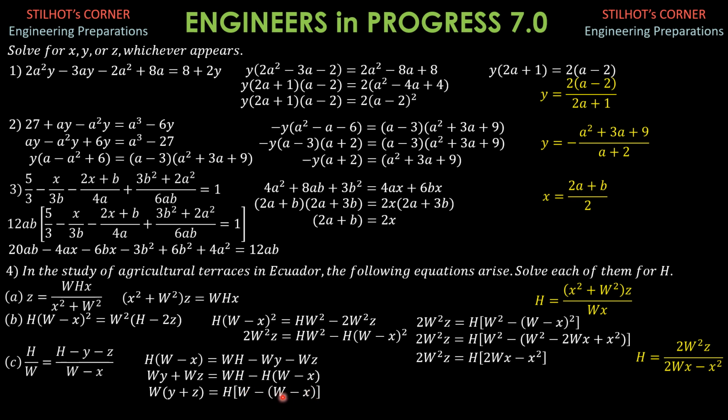Simplifying this is just X because we have W minus W, then plus X. So W times Y plus Z equals HX. Finally, divide everything by X, so we can now solve for H, and big H is W times Y plus Z divided by X.